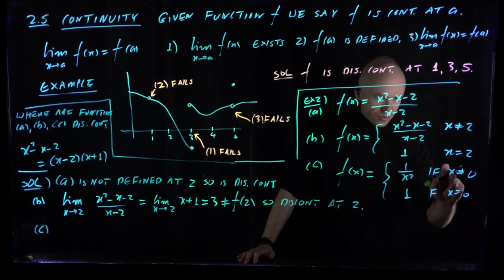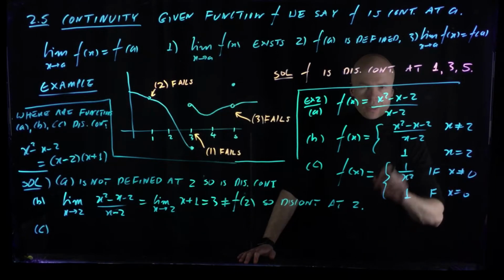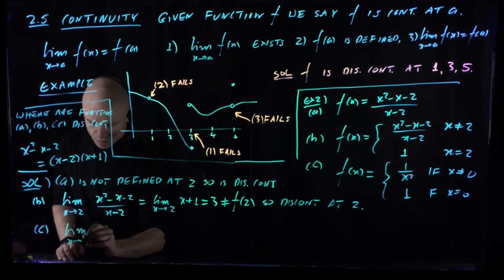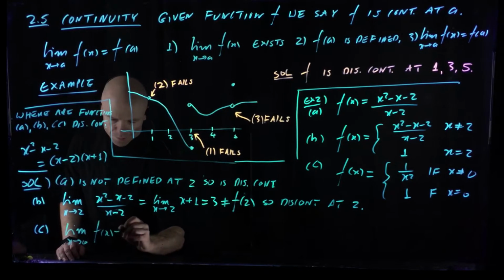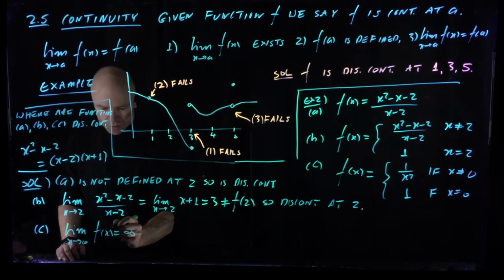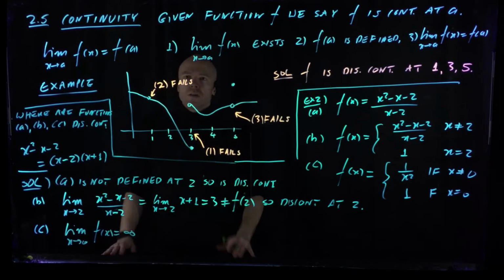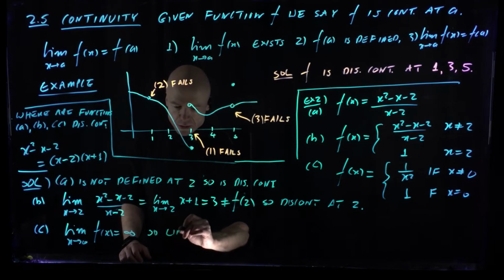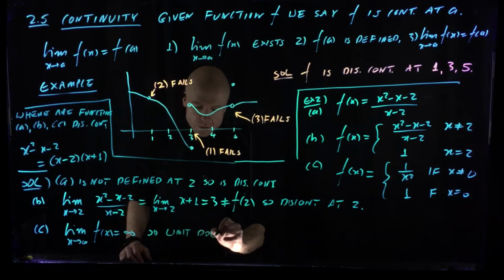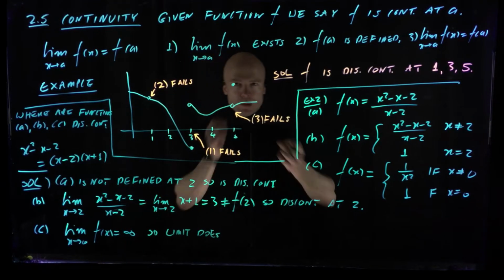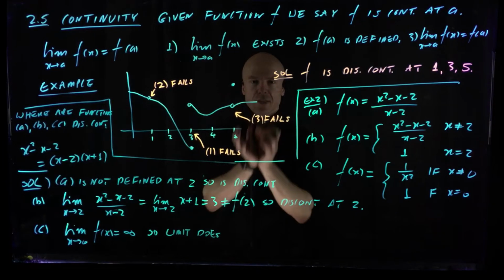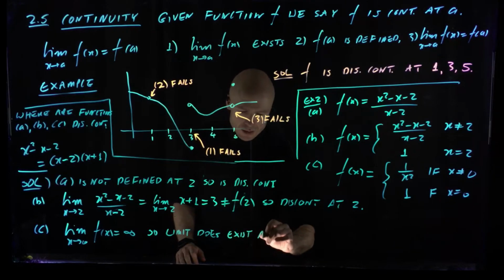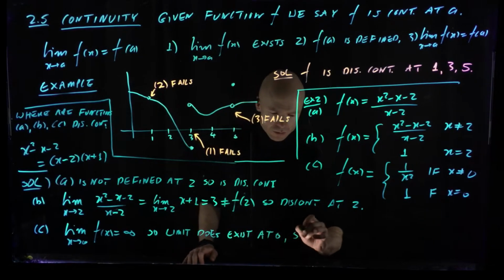Here, as x approaches 0, this guy is tending towards infinity. So this is something we've seen before. The limit as x goes to 0 of f of x equals infinity. Now, even though we can write this and it's a true statement, the limit does not exist as a number, right? So the limit does not exist. And that's what we require in the definition of continuity. We need the limit to exist, and when we say it exists, we mean it exists as a number. So the limit does not exist at 0. So it is discontinuous there.